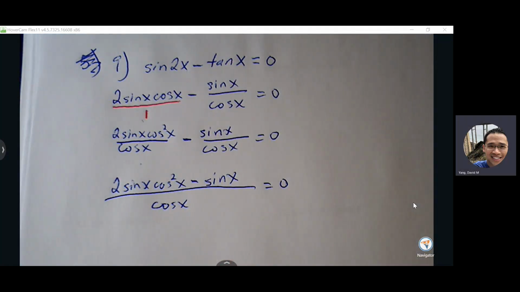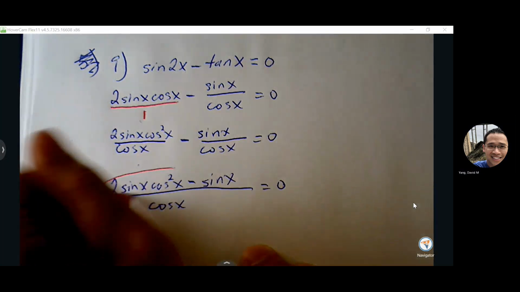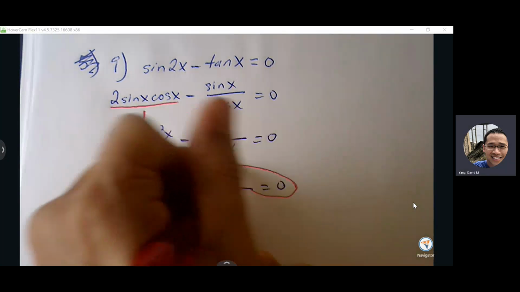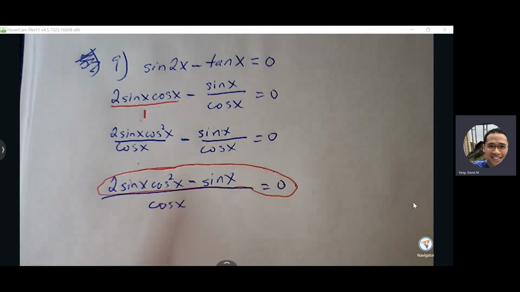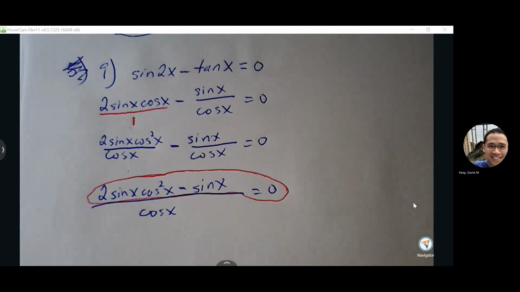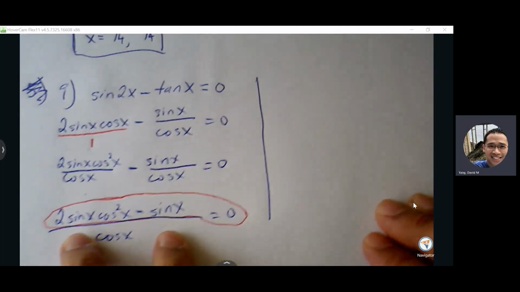Again, if I have a fraction equal to 0, the denominator is not going to play a role. Because I'm not looking for where my function is undefined. I'm looking for where my function is equal to 0. So my denominator is not going to play a role. So basically, I'm stepping to the side and just starting a new problem.